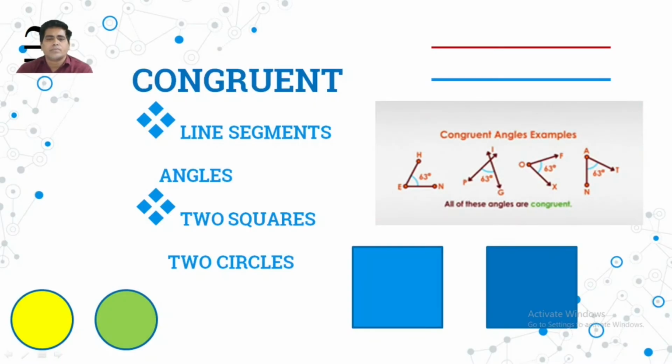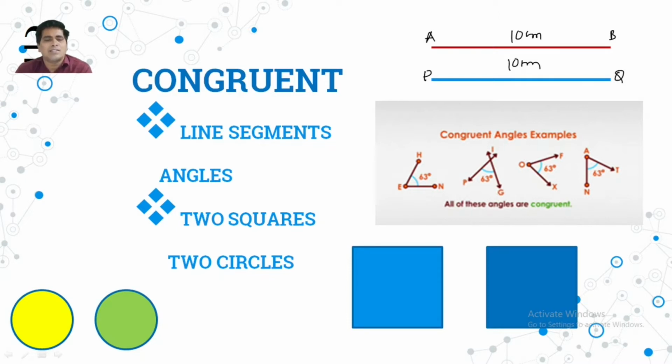Next, for congruent. Congruent means same in size and same in shape. We'll have four examples here. We'll talk about line segments. If two line segments have the same length, suppose this is 10 centimeters and this is also 10 centimeters. I'm talking about the line segment AB here and the line segment PQ. Both are the same length, so these two line segments are congruent.